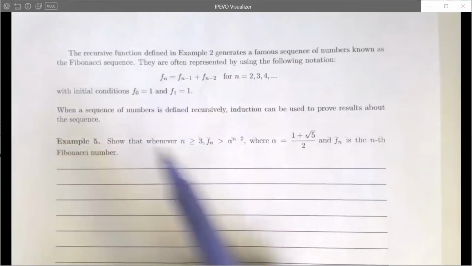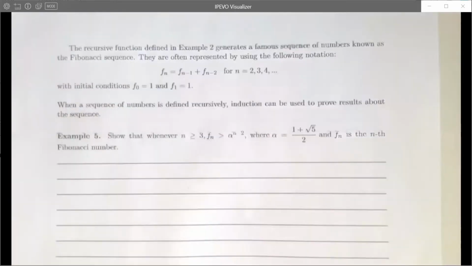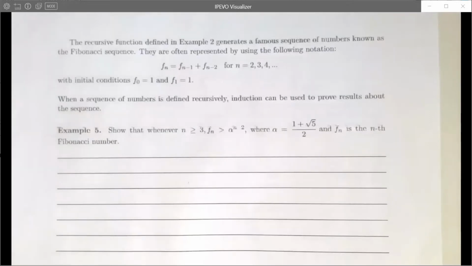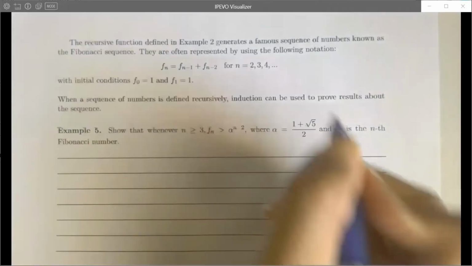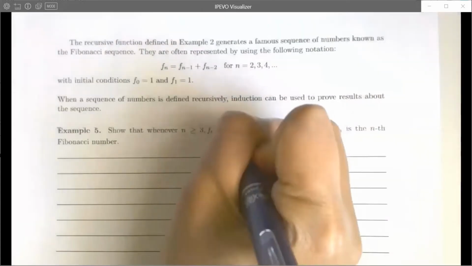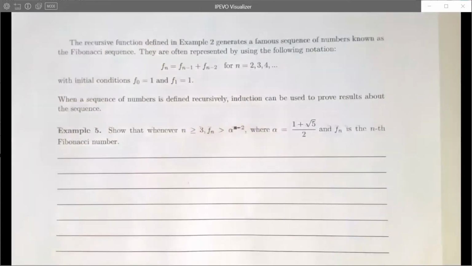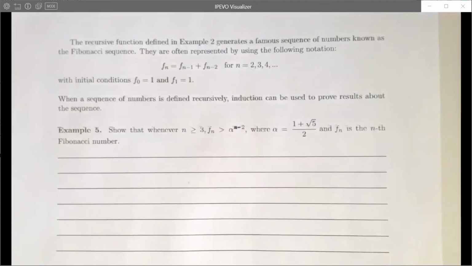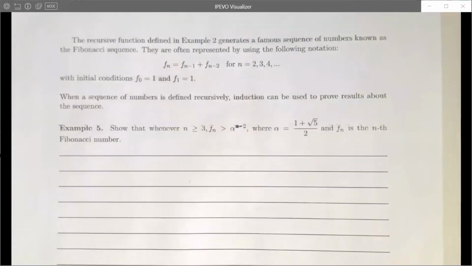Okay, so now with that being said, example number 5 is asking us to show that whenever n is greater than or equal to 3, f of n is going to be greater than alpha to the n, and this should say minus 2. It didn't quite print on my lecture notes, but hopefully you guys don't have that issue. Alpha to the n minus 2, where alpha is 1 plus the square root of 5 over 2, and f sub n is the nth Fibonacci number.